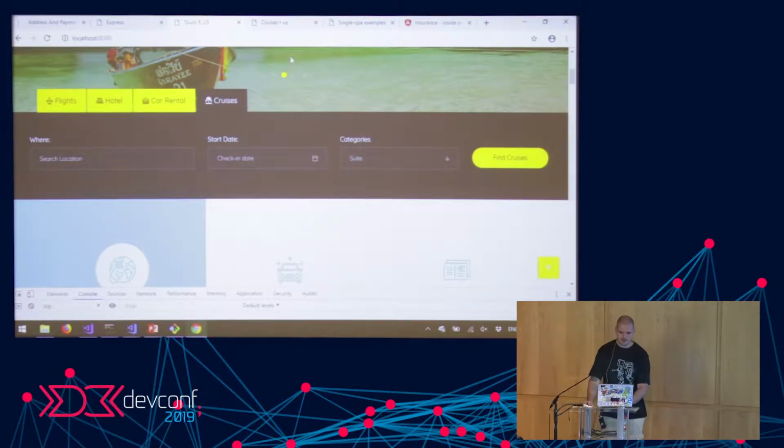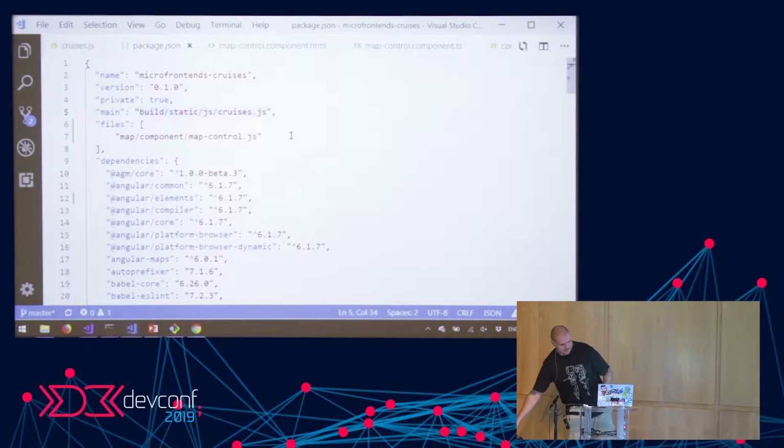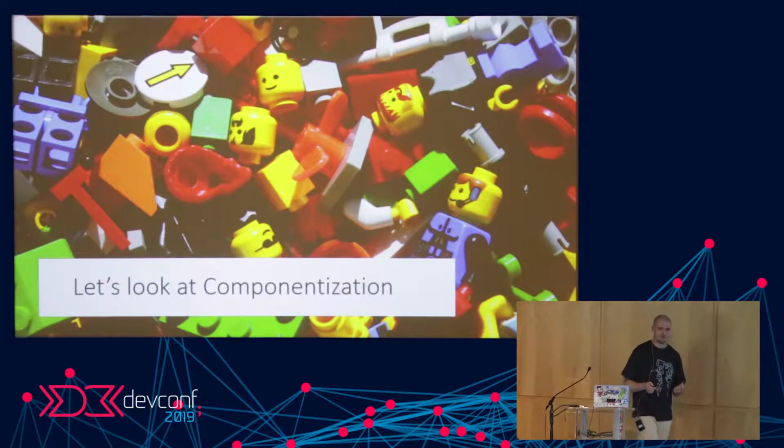So that means that the Angular team can update this cruise package, and every time they commit and push it to their GitHub repository, in my React application, when I update that reference and pull the next version, I'm going to get the updated component that they're using. So that's the first look at componentization.